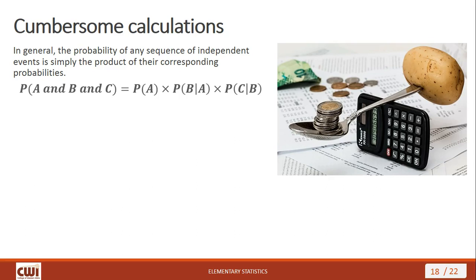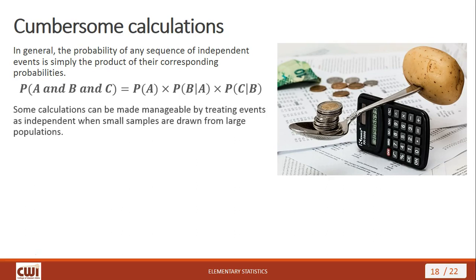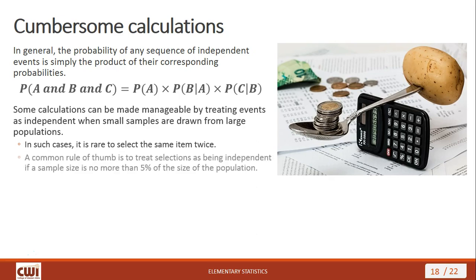So this gets really cumbersome if you have a whole bunch of numbers that you're going to multiply together. Okay? We can make the calculation more manageable if we treat the events as independent. We can do this if the samples are small and drawn from large populations. It's rare to select the same item twice when you're having such a small sample from a much larger population.